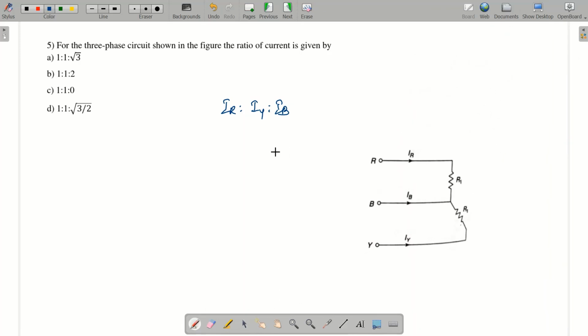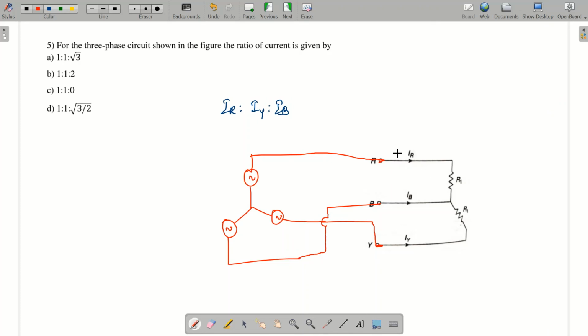How is the source connected? Consider I am having a three-phase source. It is connected to R phase, Y phase, phase B. So consider it in this way, then what are the currents? IR current, IY current, IB current. So first we will see.